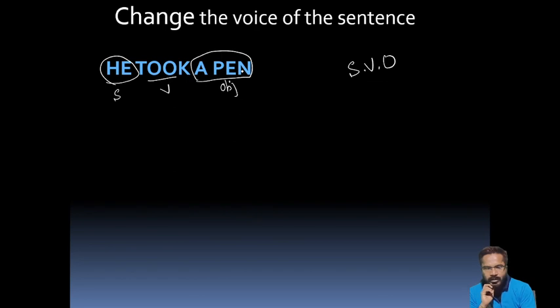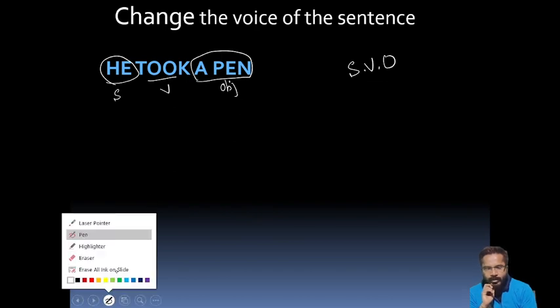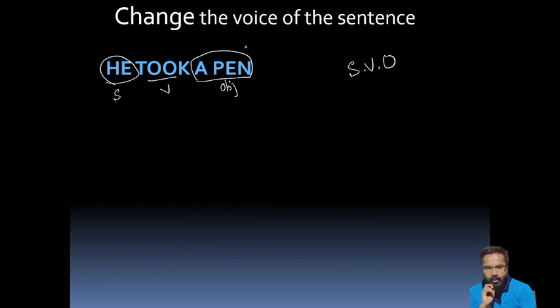So the next work you have to do is use the numbering method. For the object you have to give number 1, verb number 2, and for the subject number 3. Now, serial wise, use those numbers. Which one is the first one? Object. So a pen, and the next one is took. So the verb took becomes V3.